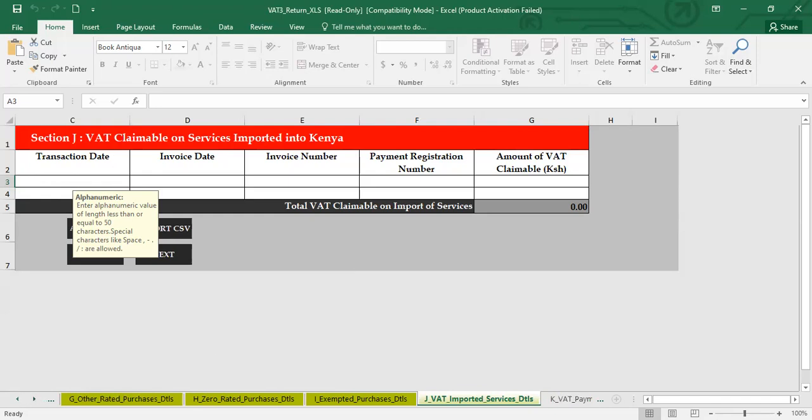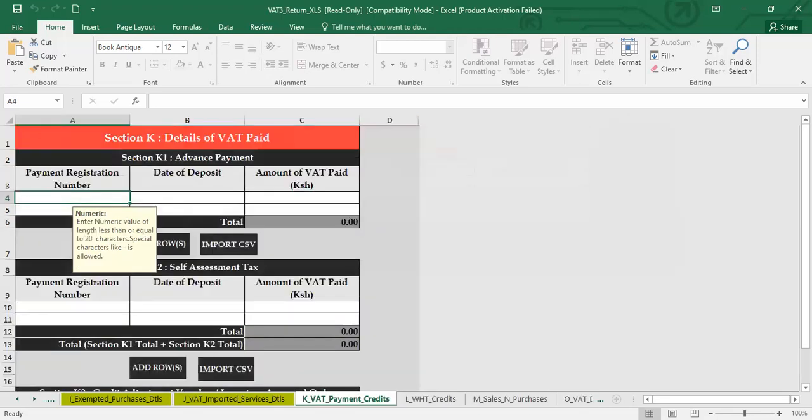Go to the next tab. That is the VAT paid, credits and withholding credits. Here are the details of VAT, the VAT payment credits.